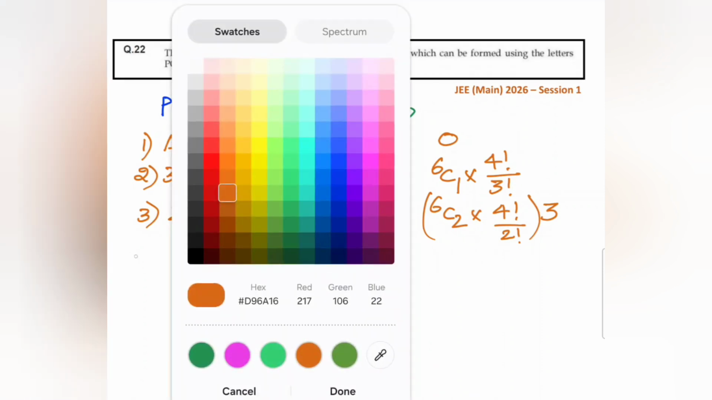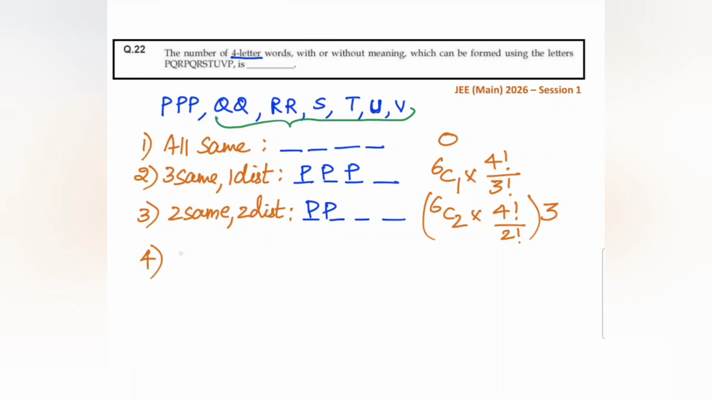Fine. Let's move on to the fourth case, that is, 2 same of one kind and 2 same of another kind. So what do you mean by this? 1, 2, 3, 4. Here S, T, U, V is not possible. So among P, Q, R, out of these 3 symbols, we need to select 2 symbols. And this can be arranged in 4 factorial by 2 factorial into 2 factorial. Now the last case, which is all distinct.